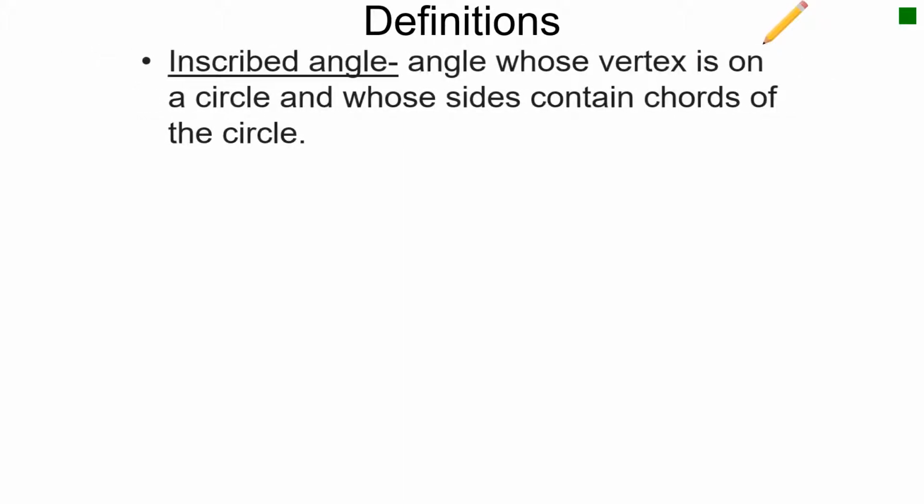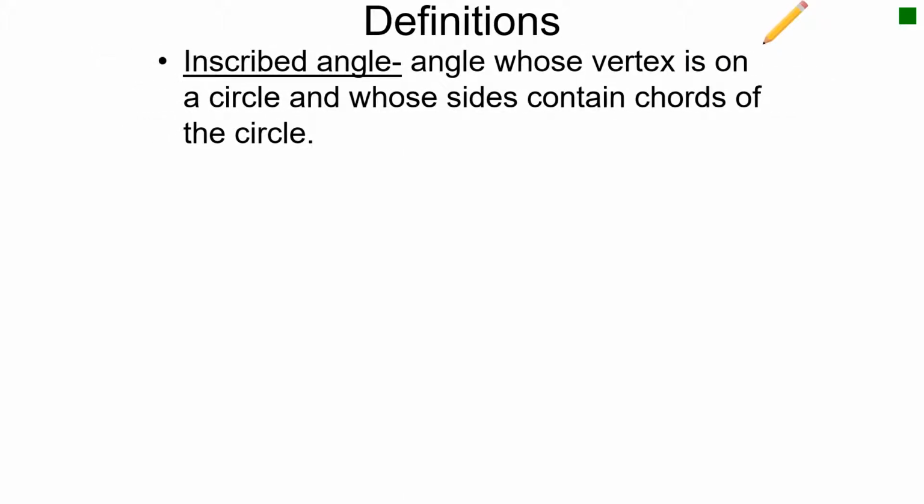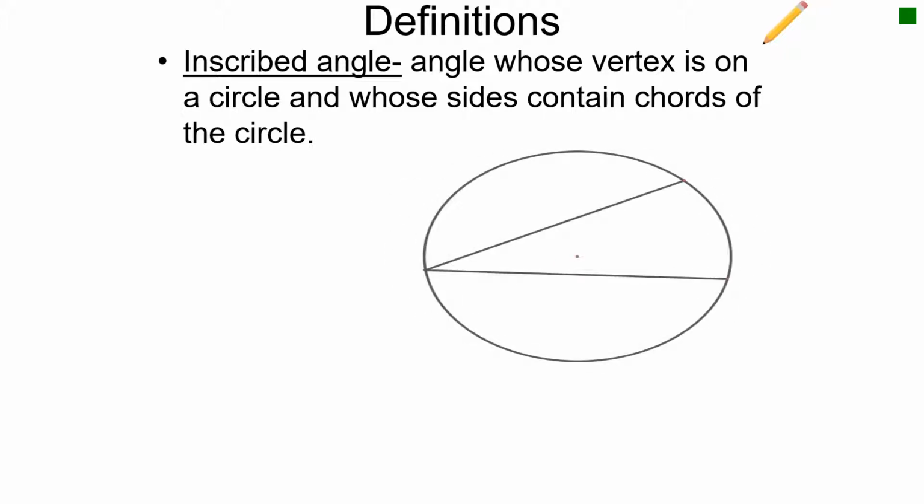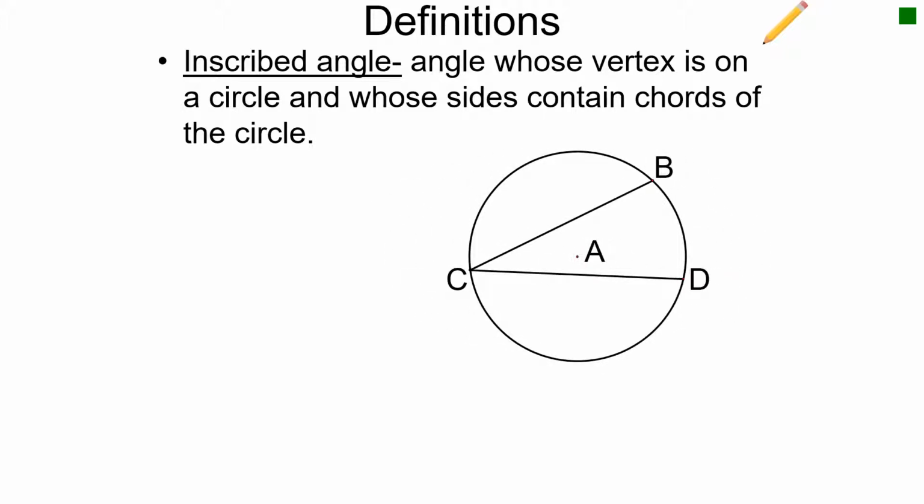So before we do some examples or any theorems or anything, let's obviously start with some vocab or some definitions. So an inscribed angle is an angle whose vertex is on the circle and whose sides contain chords of the circle. So in our picture, our inscribed angle would be the angle BCD, or this angle right here. So notice that its vertex C is on the circle and its sides or segments CB and CD are chords of the circle.